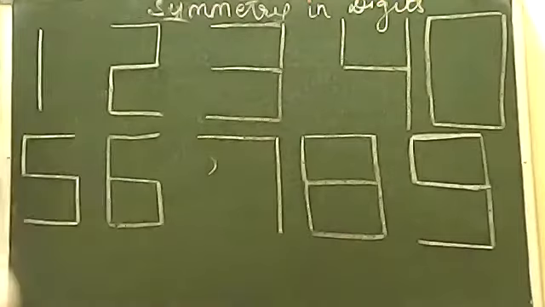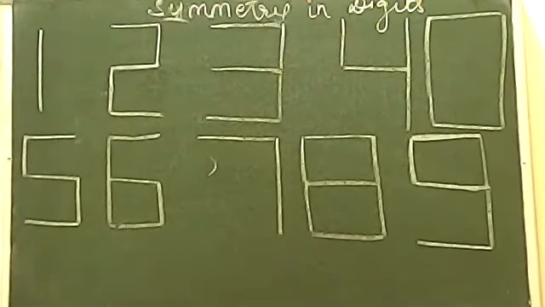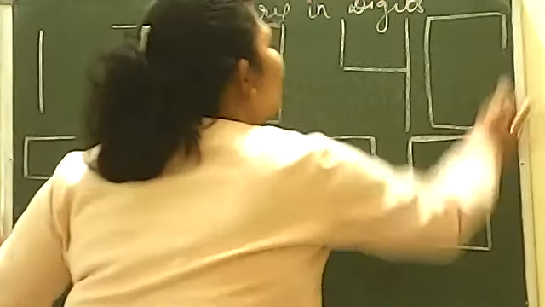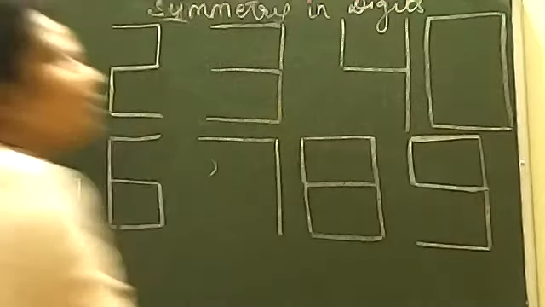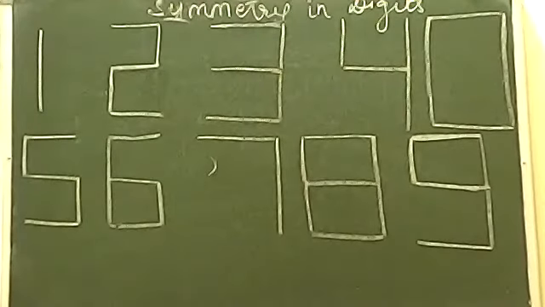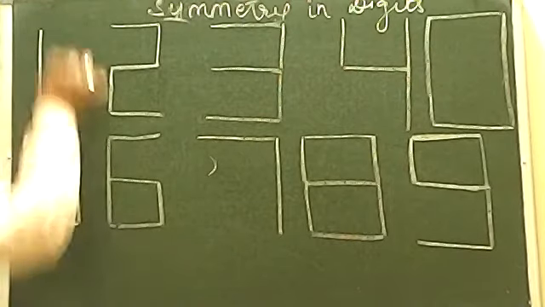Okay. Now, today's homework is to draw the line of symmetry in calculator digits. Today's homework is to find out the lines of symmetry in calculator digits. How many of them have a vertical line of symmetry? How many of them have a horizontal line of symmetry? How many of them have a diagonal line of symmetry as well? It depends on you how you want to make it. If you want to do it right now, you can do it as well.